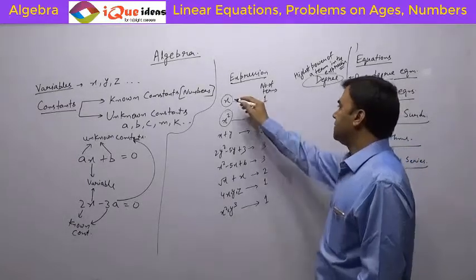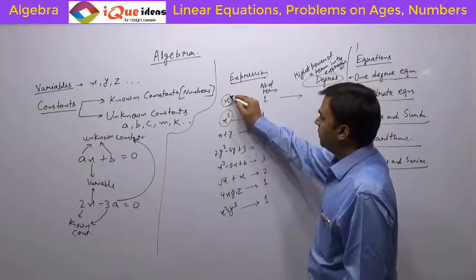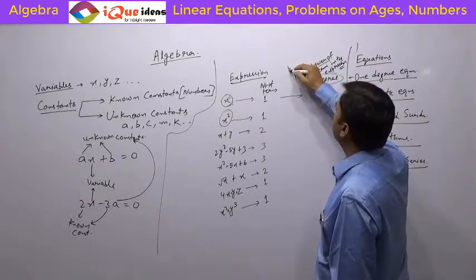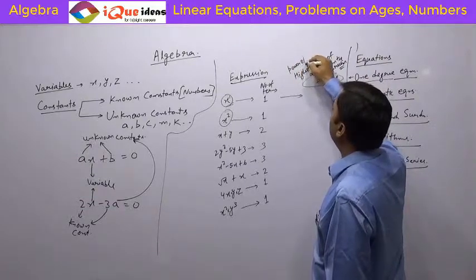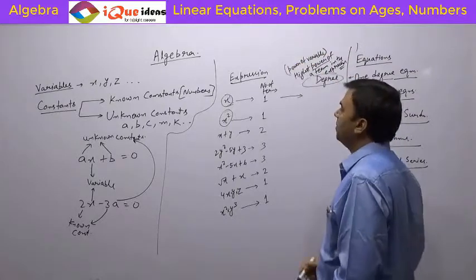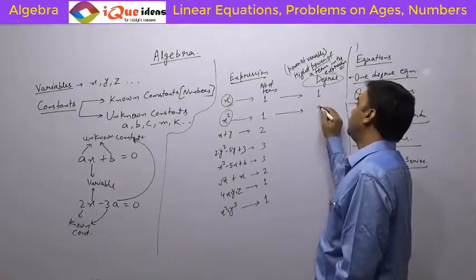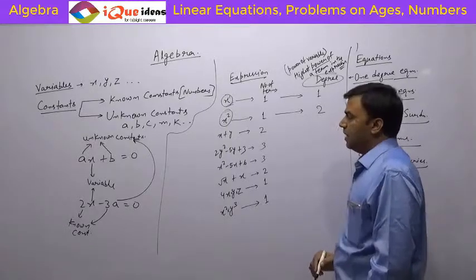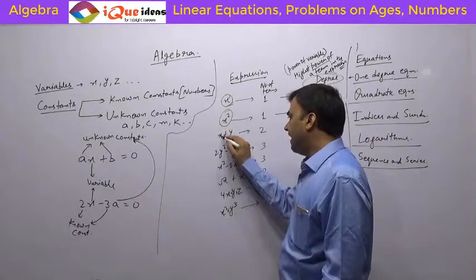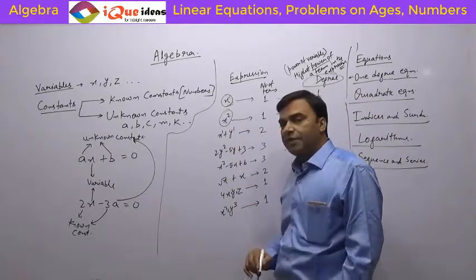Let's see. The first one, this x. What is the power of x here? 1. And remember, you have to see the power of variable only, not the power of constant. Okay. So x has power 1, so degree is 1. X square has power 2, so degree is 2. Now x plus y. Now this expression has two terms, but x has power 1, y has power 1. So we look at the degree of every term.